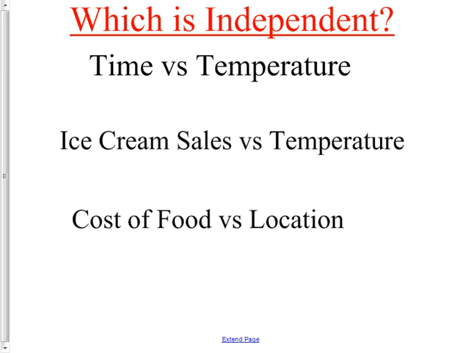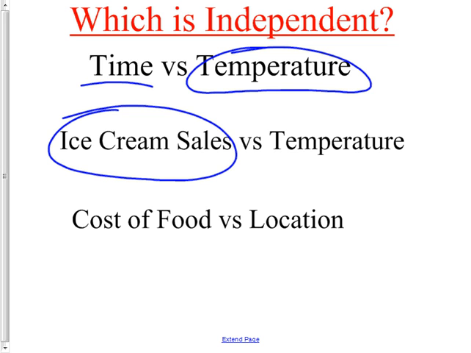Mr. M, what do you think on time versus temperature? Which one depends? I agree. This one depends on this one. So this one's dependent, and that one is independent then. Whichever one depends on the other one is dependent, okay? Tell me about the next one. All right. That one depends on the temperature.